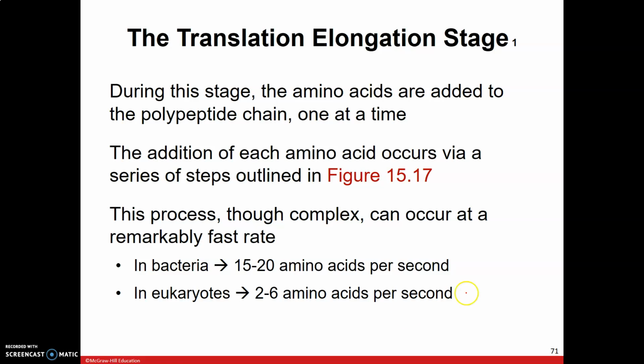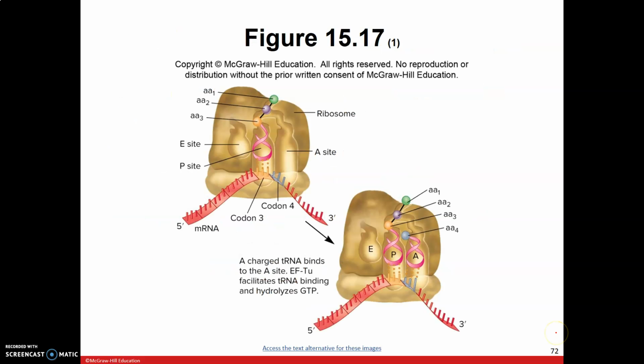All right, elongation stage. In bacteria, elongation happens at between 15 and 20 amino acids per second. In eukaryotes, 2 to 6 amino acids per second. So we're a little bit slower. Bacteria churn out proteins like crazy. So during this stage, amino acids are added one at a time.